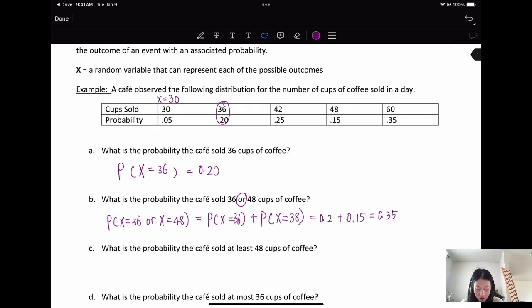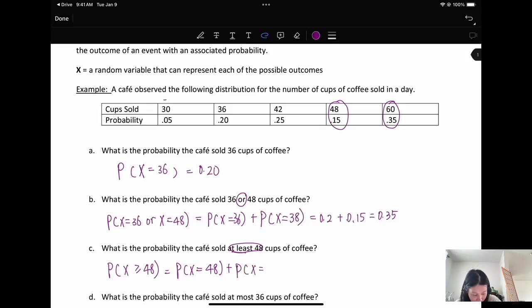What is the probability that the cafe sold at least 14.8 cups of coffee? At least means including 14.8 cups, so either you're selling 14.8 cups or more than 14.8 cups. In this scenario, you either sell 14.8 cups or 60 cups. Be careful about the equal sign, because at least means including 14.8 cups. It equals the probability of selling 14.8 cups plus the probability of selling 60 cups. The probability for 14.8 cups is 0.15 and for 60 cups is 0.35. Together that would be 0.5.